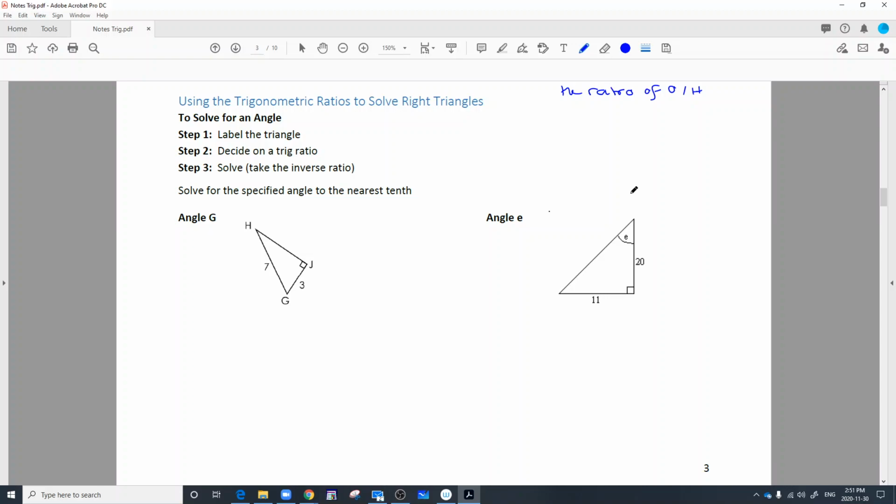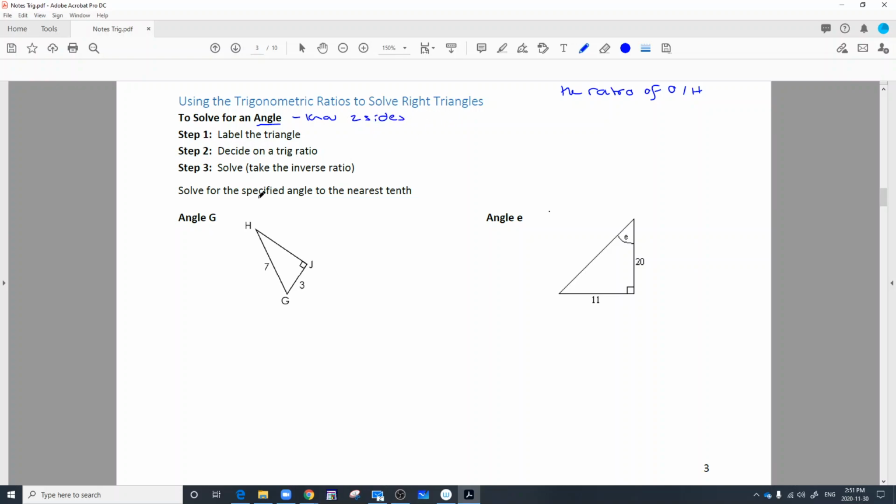So now that you've learned what a trig ratio is, now we're going to learn how to use the trig ratios to solve right triangles. So we're going to do one of two things. You're either going to solve for an angle or you're going to solve for a side. If you're solving for an angle, you need to know two sides.